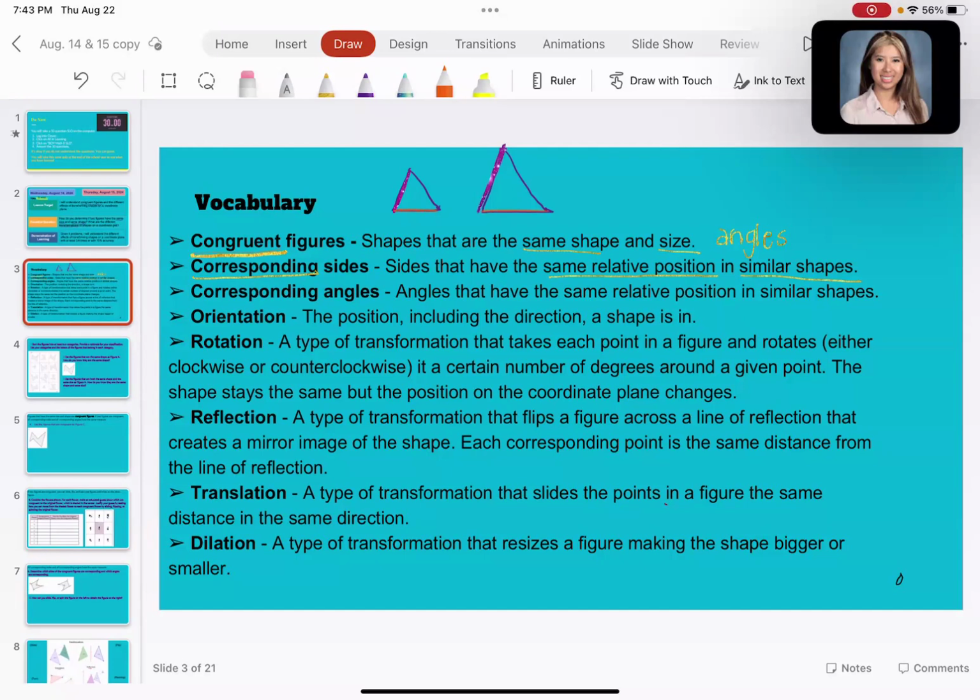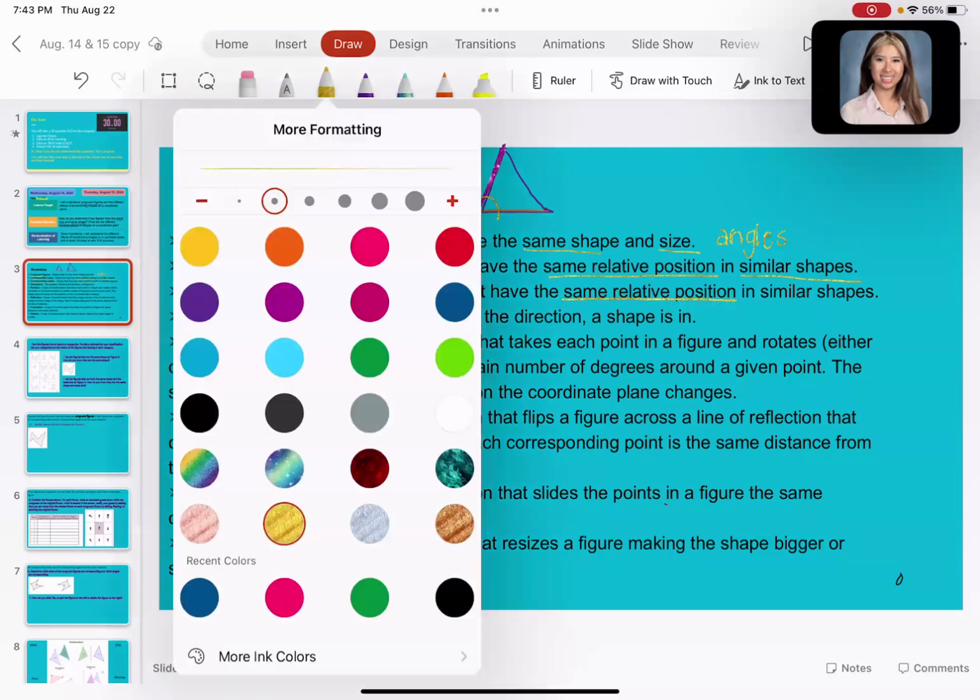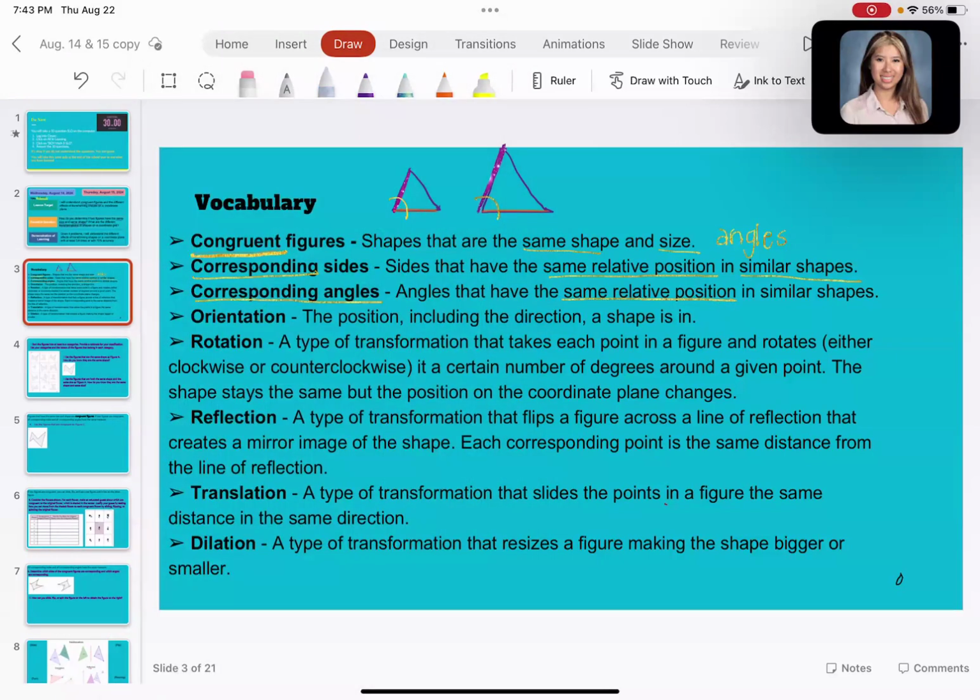So the next vocabulary word is corresponding angles. So similarly to corresponding sides, they're angles that have the same relative position in similar shapes. So that would be this angle right here and this angle. Or this angle right here. And this angle right here. And we know that there's a relationship between corresponding angles and congruency.